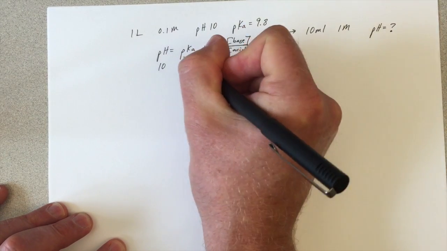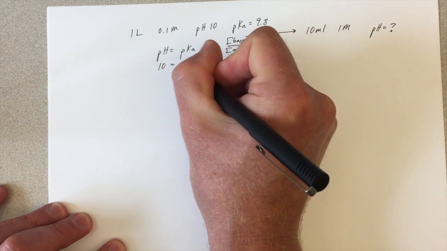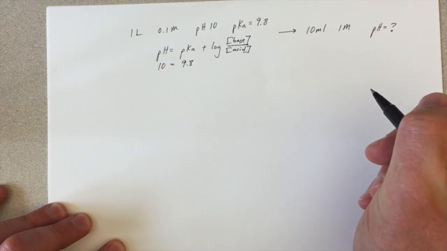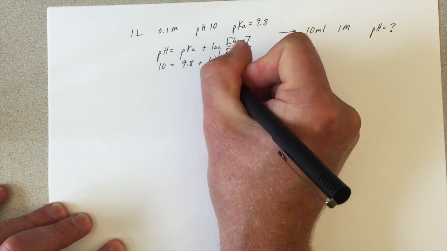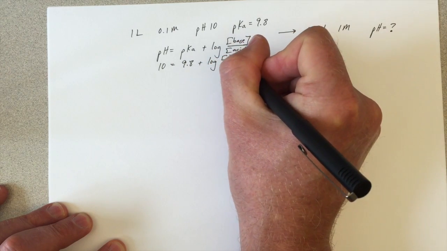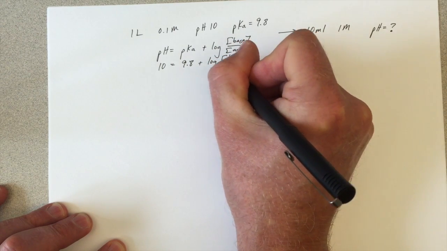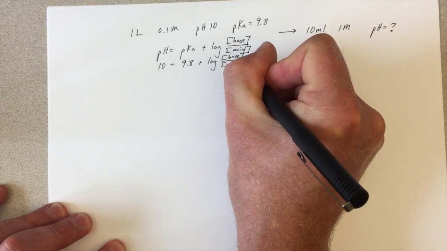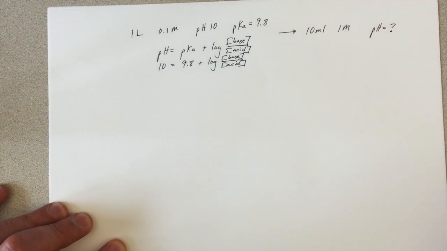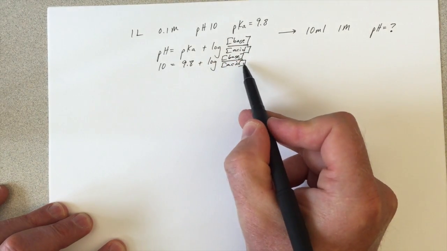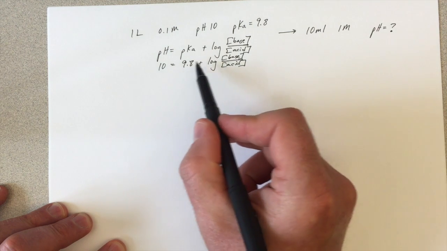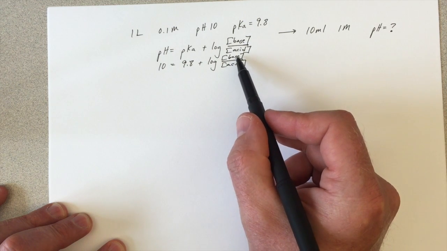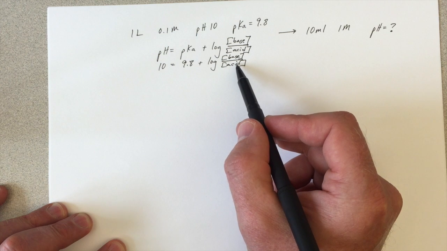The pH we know, it's 10. They tell us that. The pKa we know, it's 9.8. We do not know the concentration of base or the concentration of acid. And mathematically here we are stuck. Really, we've got 1 equation and 2 unknowns. We can't solve for both of these unknowns with this 1 equation.